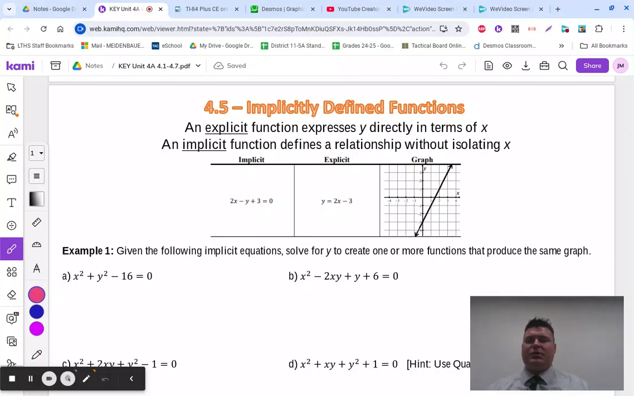This is section 4.5. We're covering implicitly defined functions. And let's get rocking and rolling here.